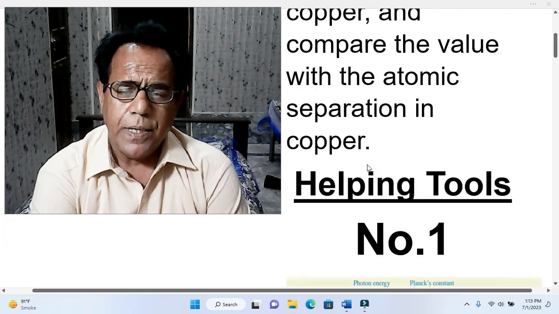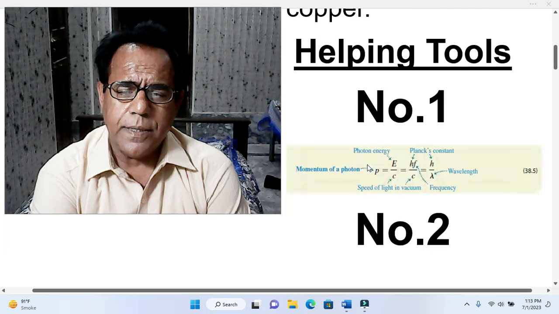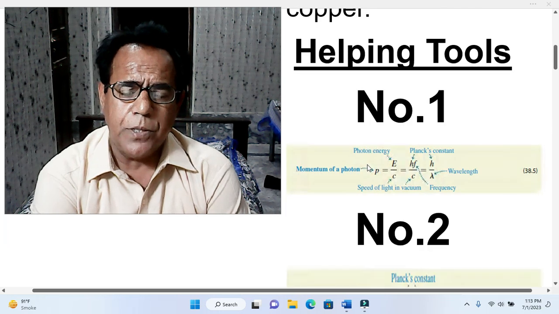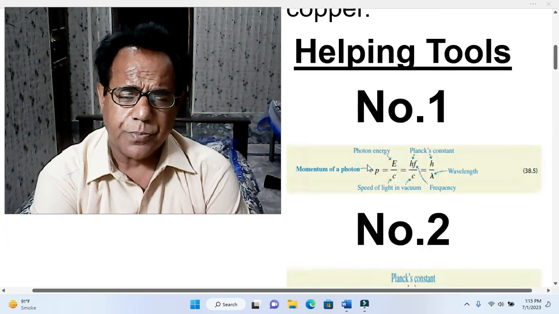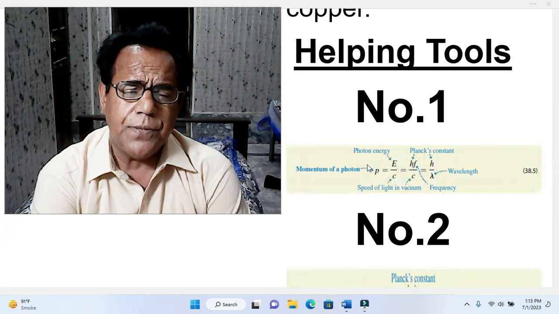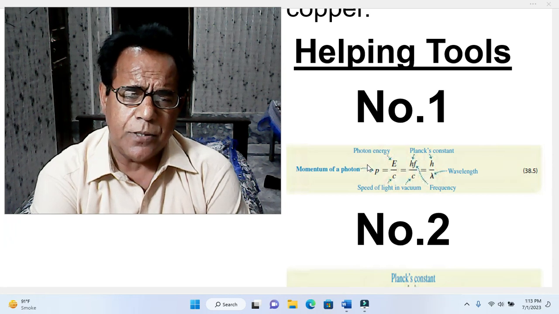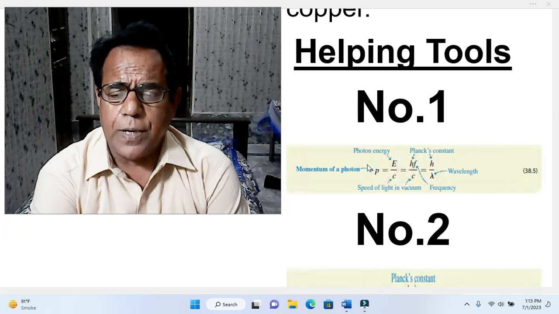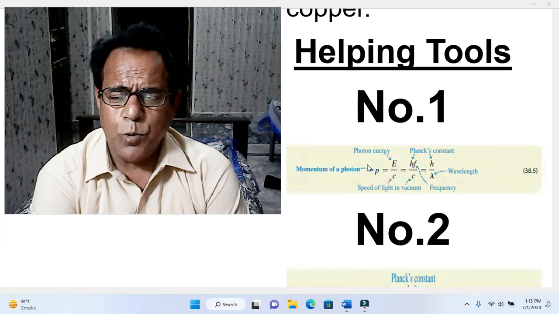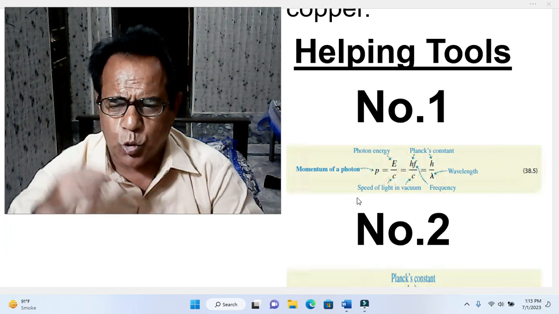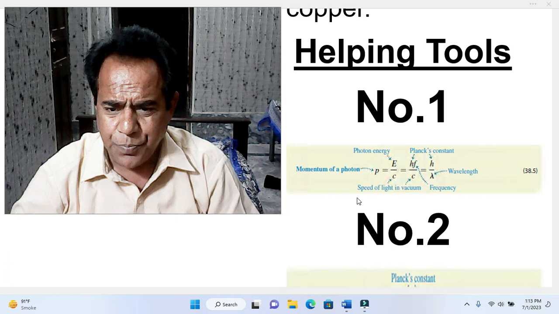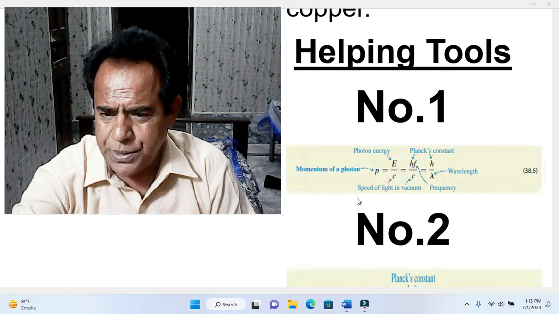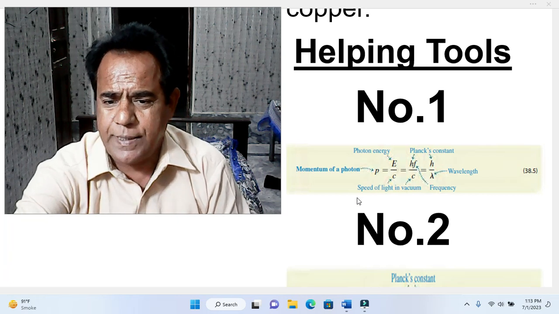First we come towards several helping tools, which will be used in solving this problem. Helping tool number 1: momentum of a photon p is equal to photon energy E over speed of light in vacuum c.